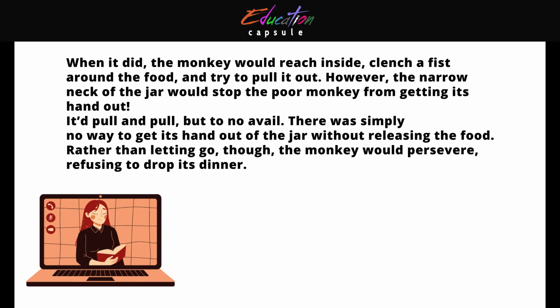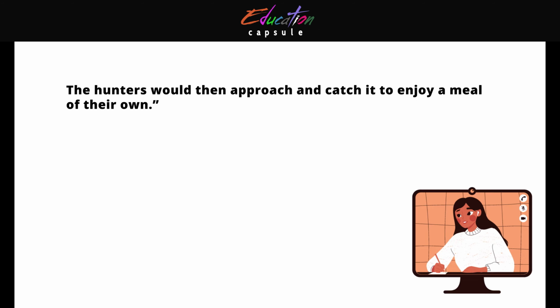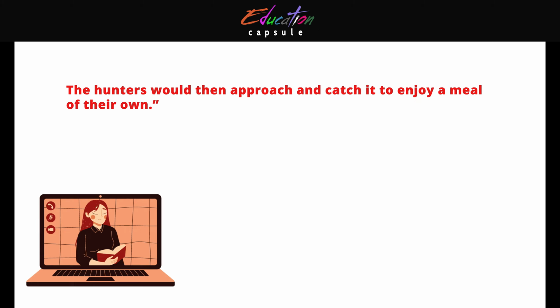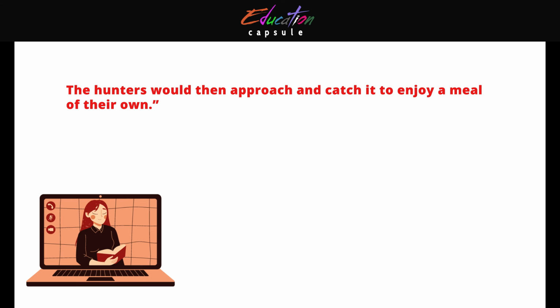Exactly. So they refuse to drop their dinner. This is the last line. The hunters would then approach and catch it to enjoy a meal of their own. So what happens next? Next, the hunters will catch the monkey. Exactly. And they will enjoy a meal of their own. So they will cook and eat the monkeys. So this was the entire story.